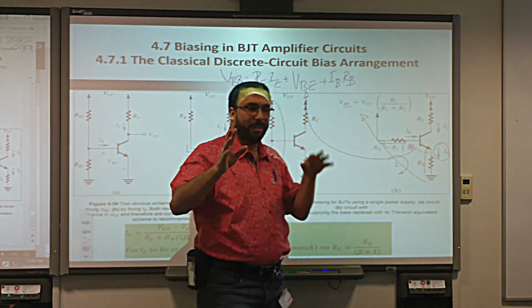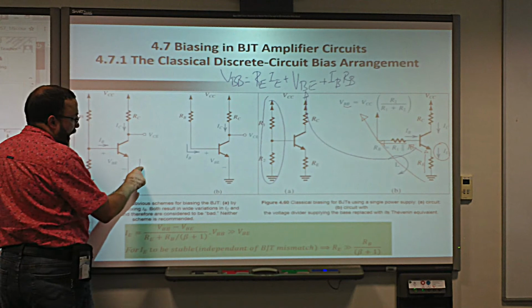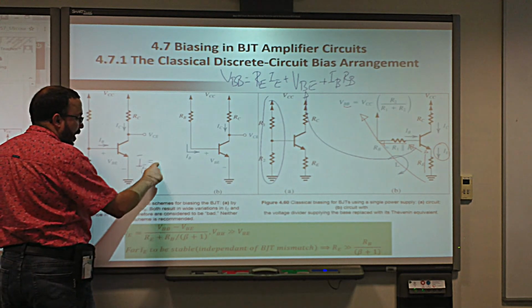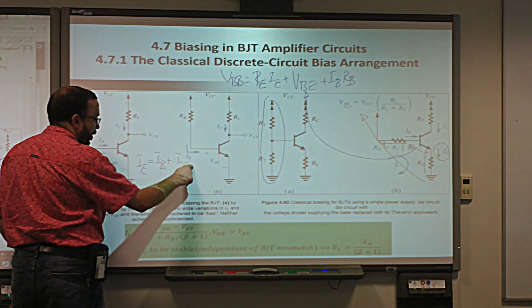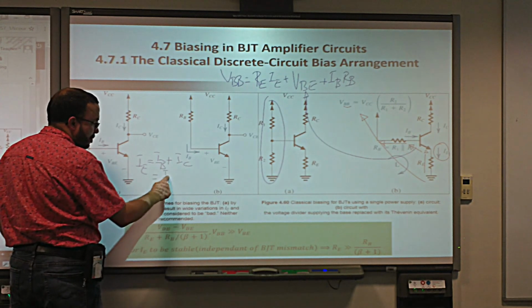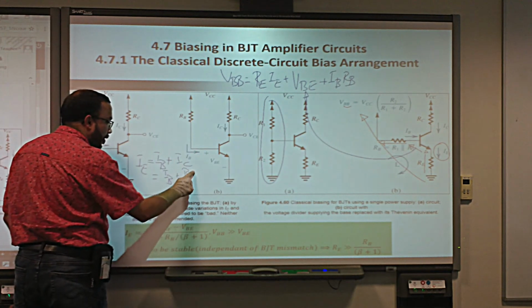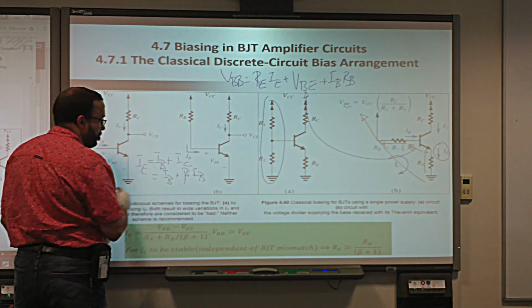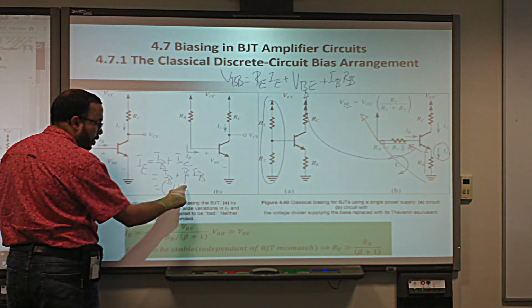Wait, without memorizing. Okay, let's see. So we have IE equal to IB plus IC. Right. But just a second. IB is equal IB. IC compared to IB is beta IB. Right. So IE is equal to what? 1 plus beta times IB.